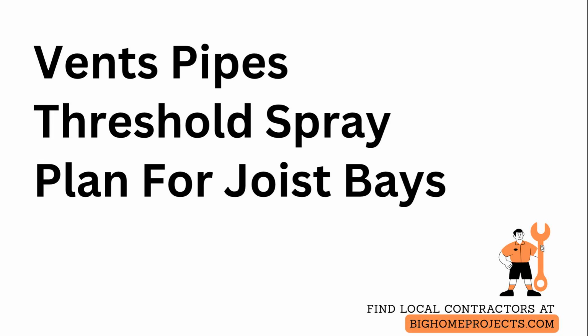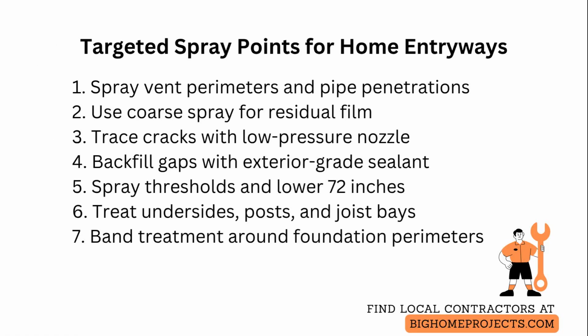Target the obvious access points around the home where pests enter or hide and apply Pesti Smart Pest Plan sprays there. Start with vents and pipes because they are direct conduits into wall voids and attics. Spray the exterior vent screen perimeter and the pipe penetrations where caulk cannot reach, using a coarse spray to leave a residual film without soaking insulation.